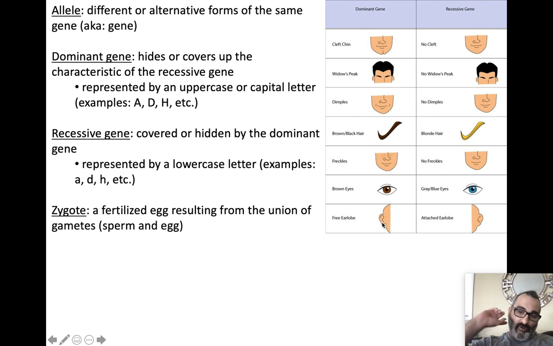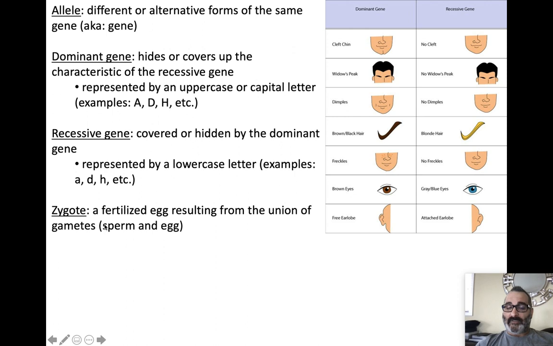Free earlobes, check your ears. Are they attached, straight attached, or do they have a hanging earlobe? Free earlobes dominate attached earlobes. So that shows you examples in humans. So the recessive gene, this thing. If someone gave their child one free earlobe gene, one attached earlobe gene, well, that dominant gene would cover up that recessive gene. So their child would be born with free earlobes. Okay, so that's how this kind of works.